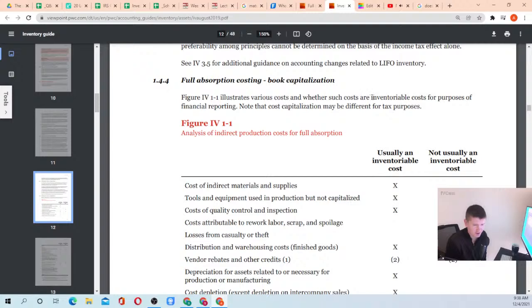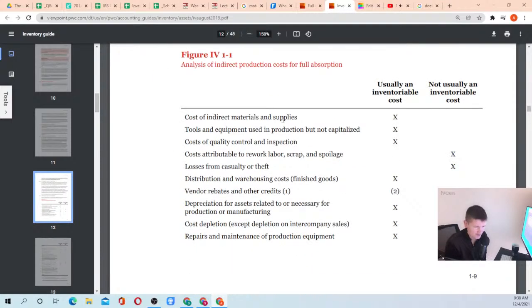And they are called inventoriable costs. So you can see that materials and supplies usually, of course, you will have to apply some of your judgment and try not to manipulate your financials. That's why they say that it is usually an inventoriable cost and not usually an inventoriable cost. They do not give you a 100% certain framework to allocate anything. You still have to apply judgment.